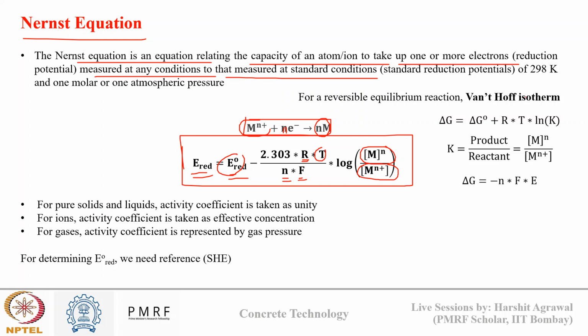Now, how did this equation come? It came from the van't Hoff isotherm. We know the Gibbs free energy is represented by this equation, and delta G is equal to minus nFE. When delta G, the Gibbs free energy, is negative, we say the reaction is spontaneous. If delta G is greater than 0, then we say the reaction is non-spontaneous. For corrosion, delta G is less than 0 because it is a spontaneous reaction, it is bound to occur. And this is the Nernst equation that is derived, so in any condition we can estimate the potential of a system.